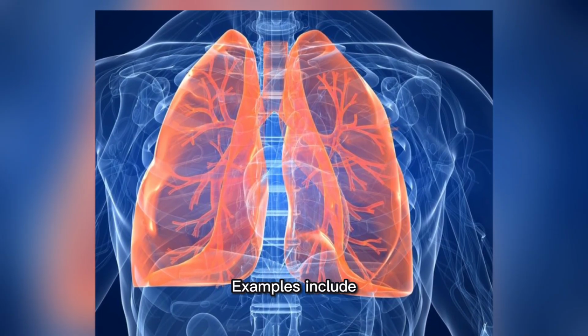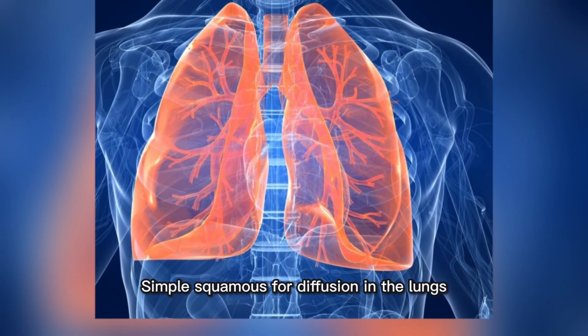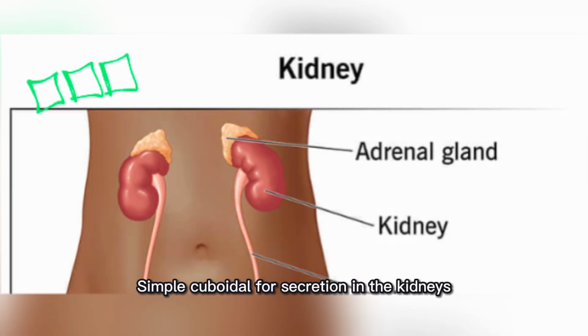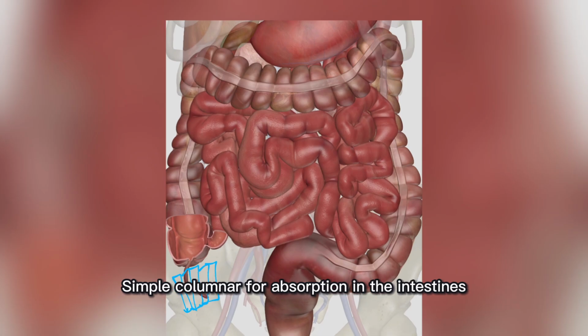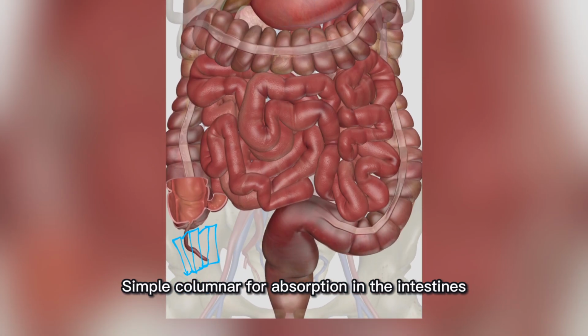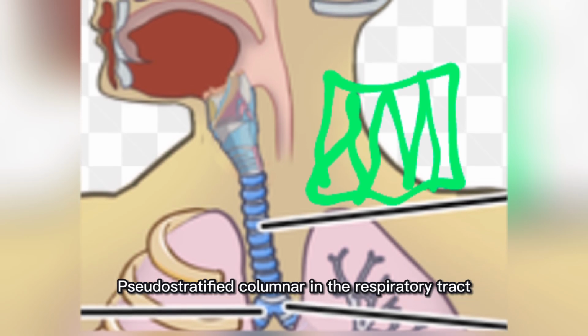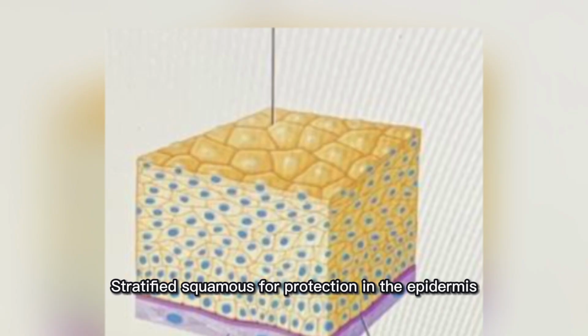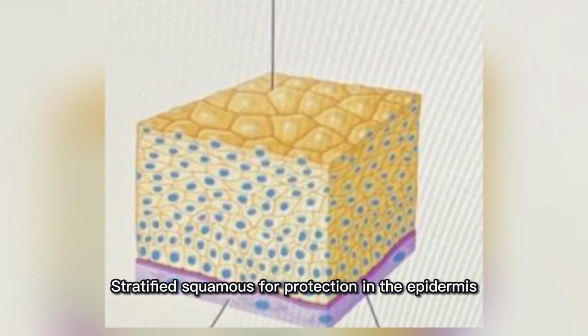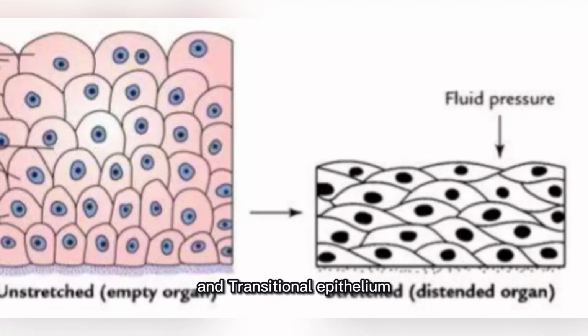Examples include simple squamous for diffusion in the lungs, simple cuboidal for secretion in the kidneys, simple columnar for absorption in the intestines, pseudostratified columnar in the respiratory tract, stratified squamous for protection in the epidermis, and transitional epithelium, which stretches in the urinary bladder.